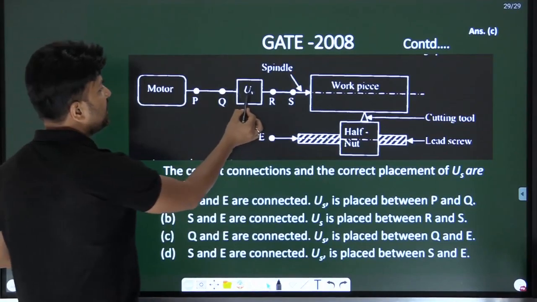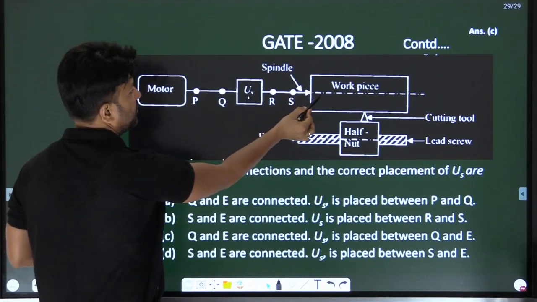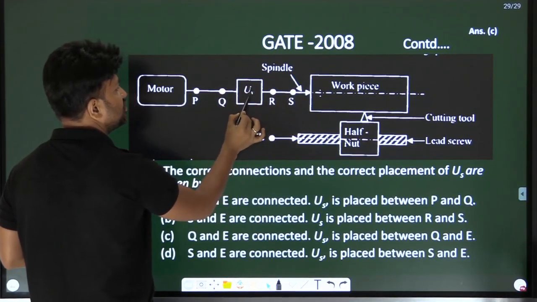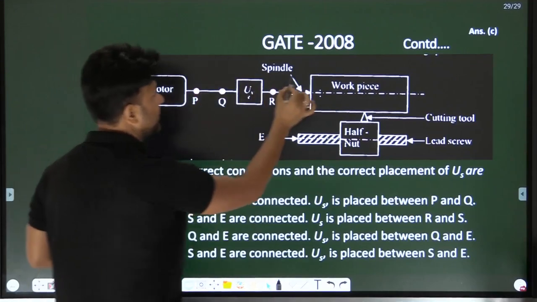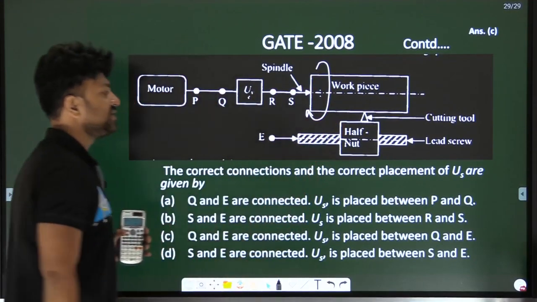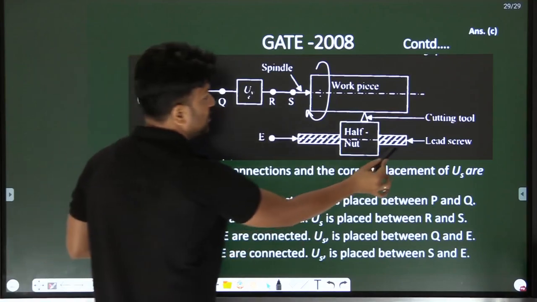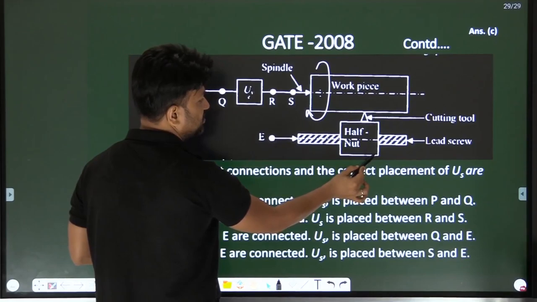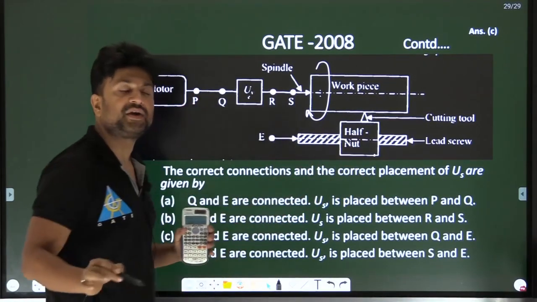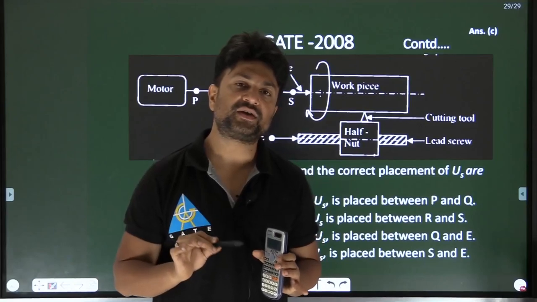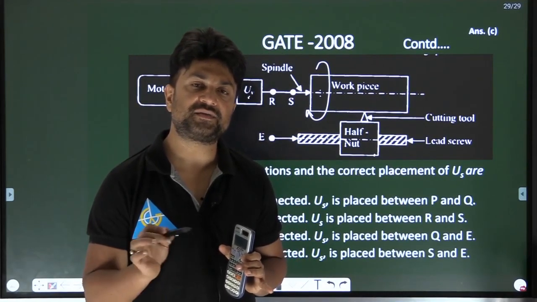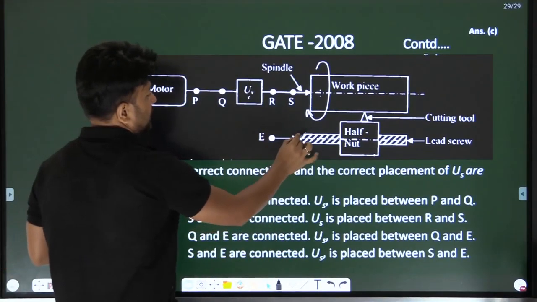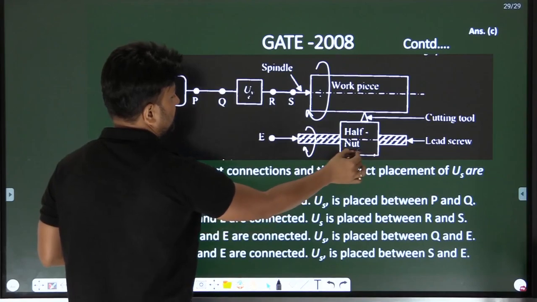Now UV is a gearbox basically, for what? For the spindle, for the workpiece. Right, there is a spindle and there is a workpiece. So UV is a gearbox for the workpiece, so that you can manage the RPM of the workpiece. Now this is a lead screw. This is a carriage, and in that carriage there is a half nut. Remember I told you the lead screw is connected to the carriage with the help of the half nut, and the half nut is a part of the carriage. Right? If this lead screw rotates, then the carriage will do linear motion.